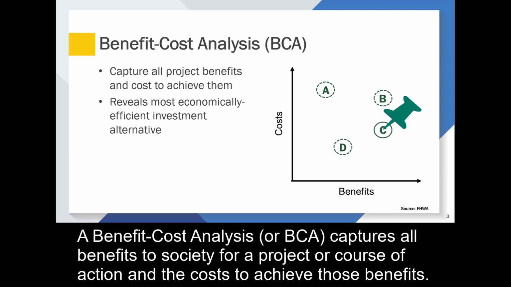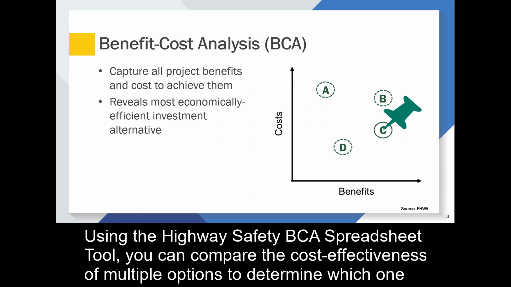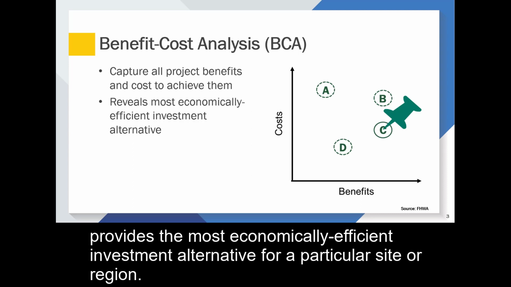A Benefit-Cost Analysis, or BCA, captures all benefits to society for a project or course of action and the cost to achieve those benefits. Using the Highway Safety BCA Spreadsheet Tool, you can compare the cost-effectiveness of multiple options to determine which one provides the most economically efficient investment alternative for a particular site or region.